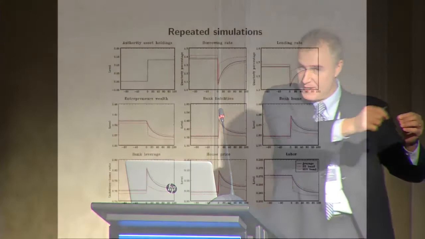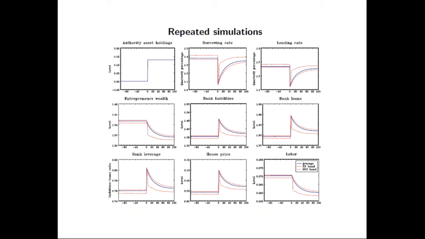Now you notice that there are three lines. First, I want to focus on the blue line. What is the blue line? Remember, I said that I'm going to repeat this simulation 1,000 times: first simulation, second simulation, and so on. I just take the average, quarter by quarter, of these 1,000 simulations.